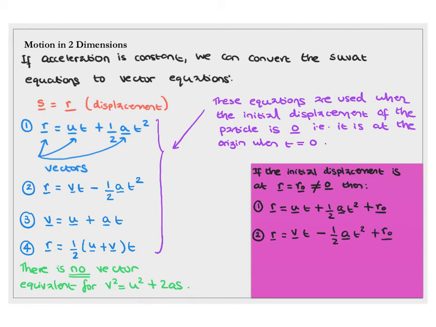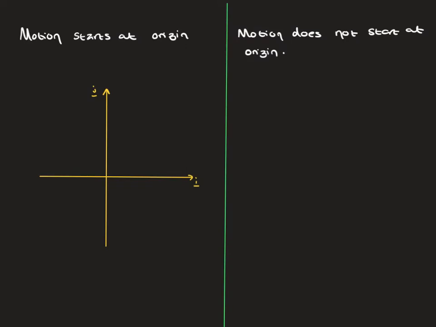Now, equation 3 can stay the same because that is an equation about velocity, not displacement. But equation 4 becomes r equals a half (u plus v) multiplied by t plus r0. So in each case, we can calculate the overall displacement from the origin by adding on the initial displacement vector. This is illustrated in a little bit more detail in the next diagram. So let's look at these two scenarios in comparison with each other.